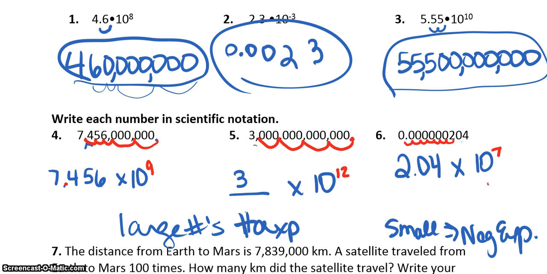Sometimes you should count it twice just to make sure you didn't make any mistakes. So here was the decimal. 1, 2, 3, 4, 5, 6, 7. So 2.04 times 10 to the 7th. What mistake did I make though when I wrote it? I moved it 7 times, but what did I look at first when I started? It said a small number should have a negative exponent, so I need it to be to the negative 7th power. 2.04 times 10 to the negative 7th.